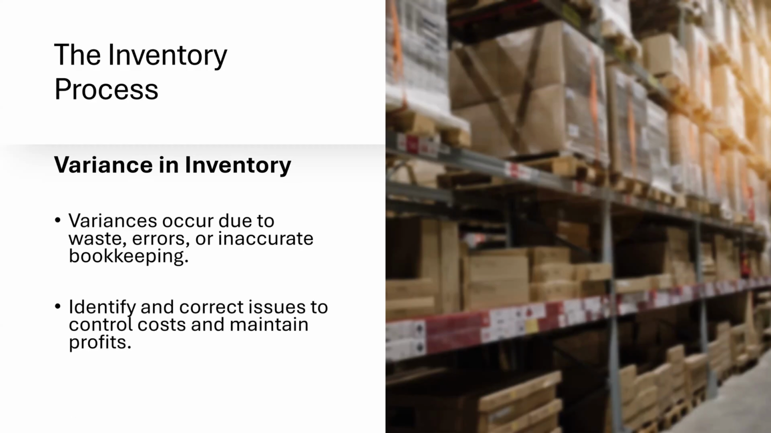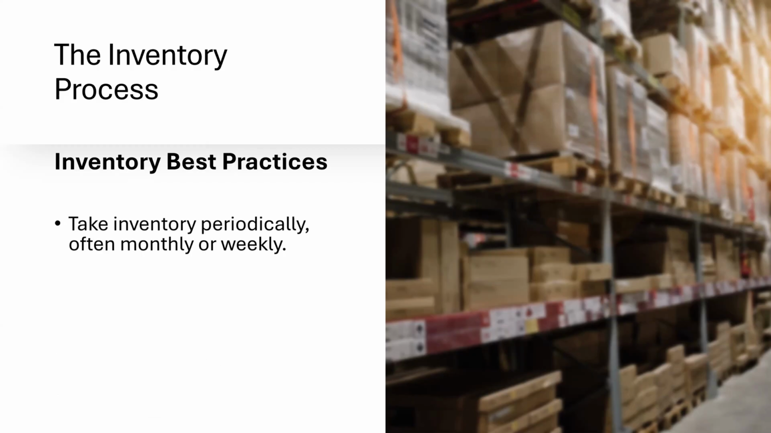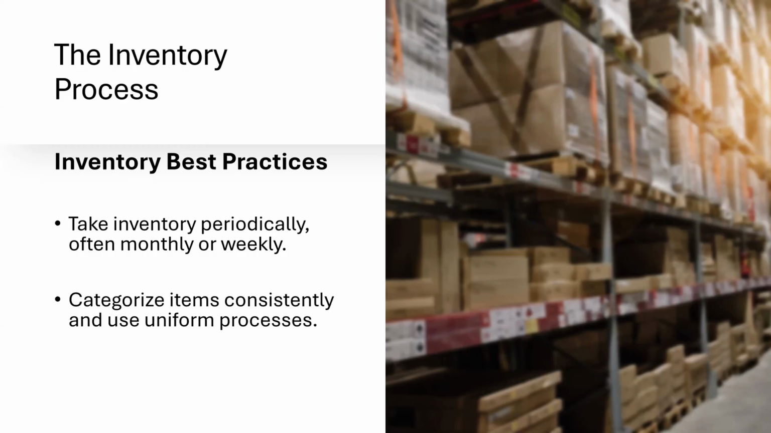So identify and correct issues to control costs and maintain profit. The way we have it set up here is that everything's on a spreadsheet, and then if something's out of whack, we can certainly identify that and make changes as we go. And then monitor and adjust inventory periodically, right? So again, keeping your arms around it, monitoring it on an ongoing basis. Some of the best practices that we have, again, depending on your organization, do you take it often, which is monthly or weekly? That's probably good.